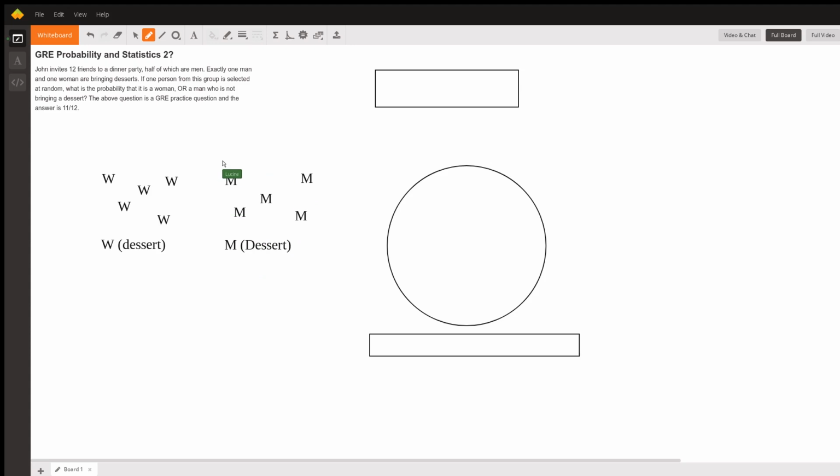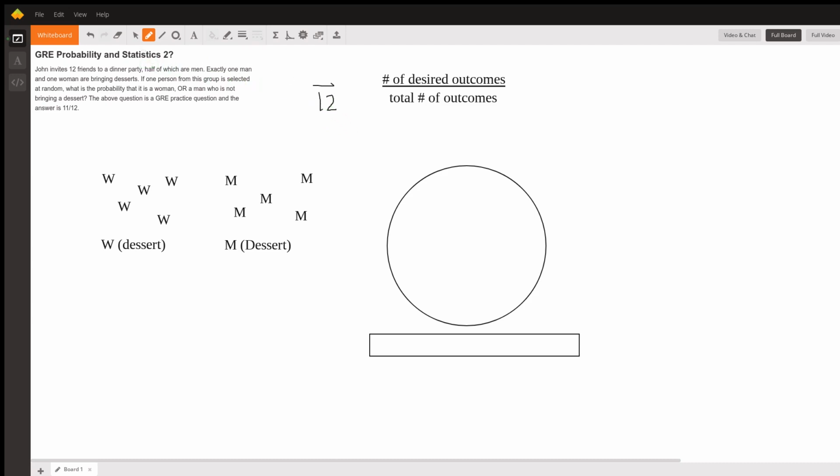So to answer the question, we have to have a simple definition for probability. The basic definition of probability is the number of desired outcomes over the total number of possible outcomes. So the total number of outcomes, or the total number of guests in this case, is 12 guests. So that's our denominator.